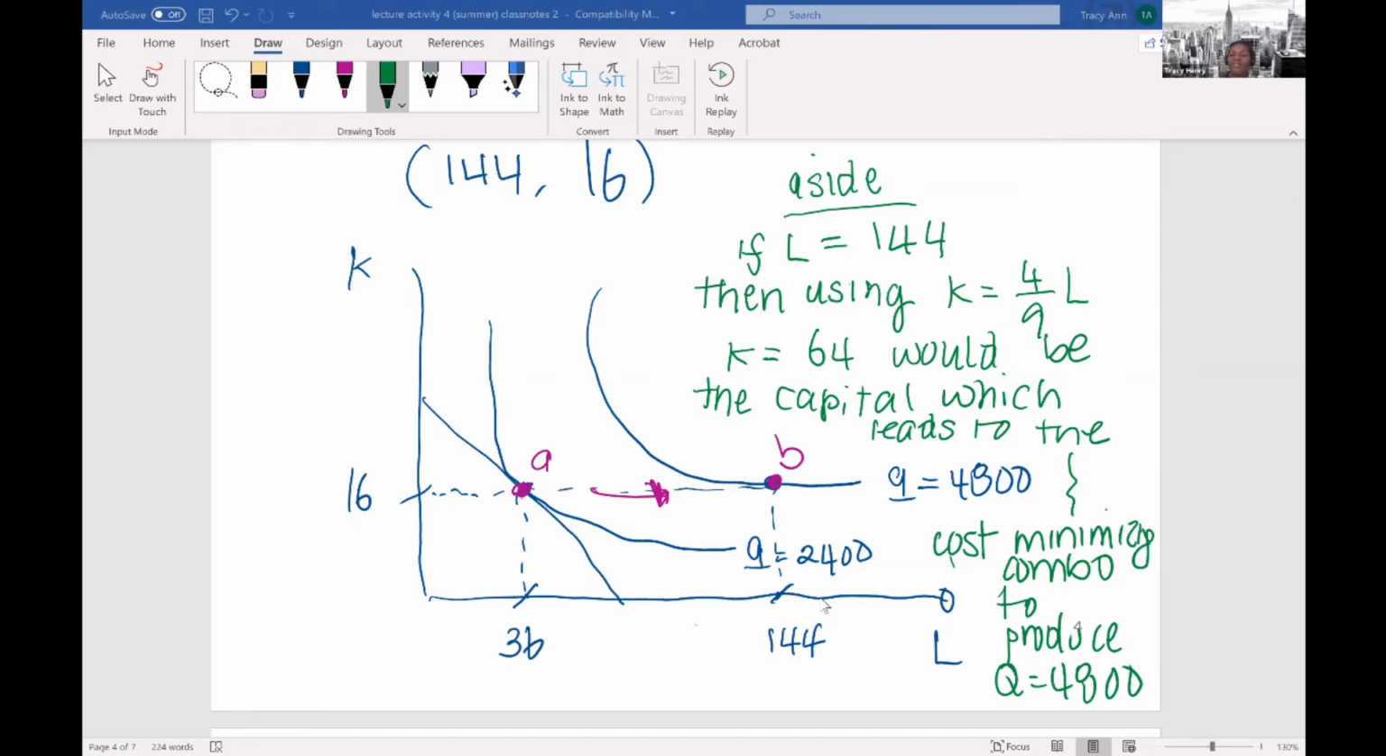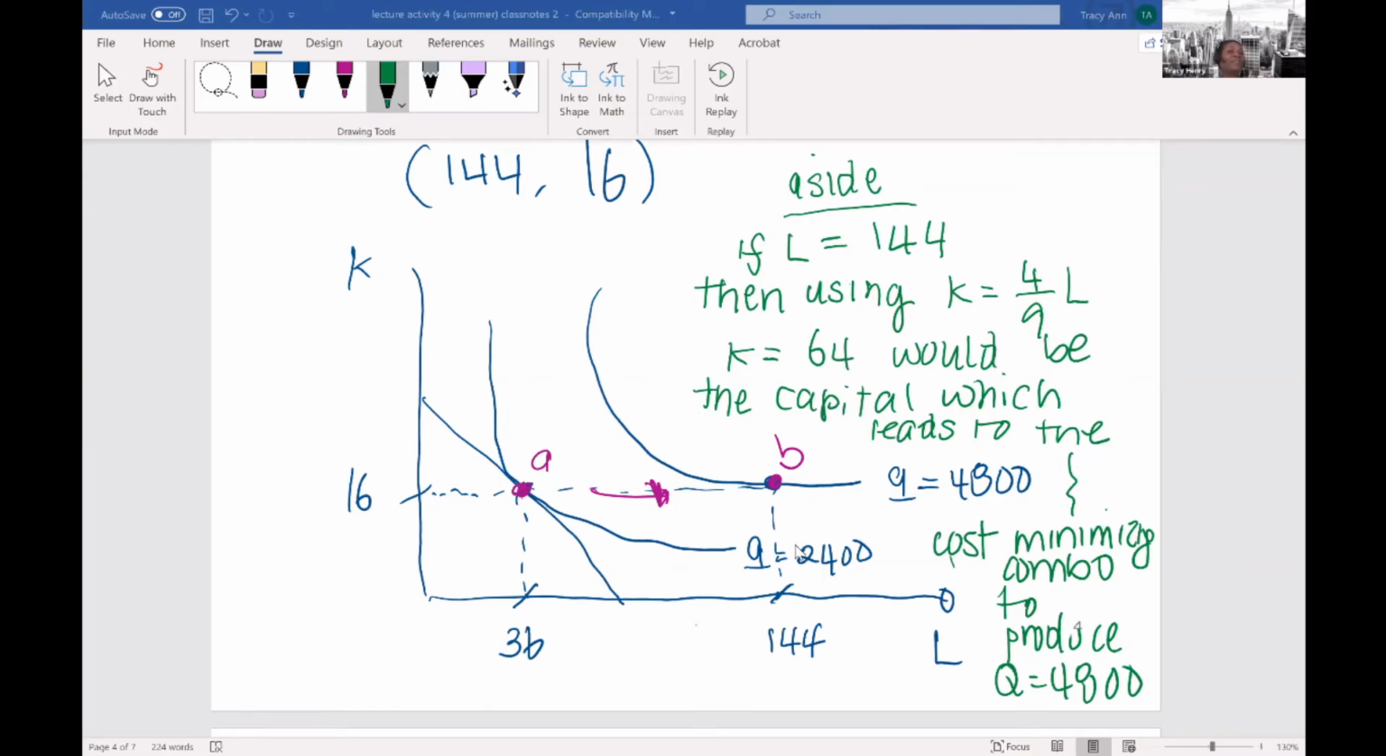Then what I'm saying here is, if you plug your 144 for labor into that expansion path equation, you're going to realize that your capital is going to be different. And in this case, notice that your capital ends up being 64. So this also would tell me that this combination, 144/16, is not a cost minimizing combination. If I'm using 144 labor, the cost minimizing combination with 144 labor would be 64 capital.